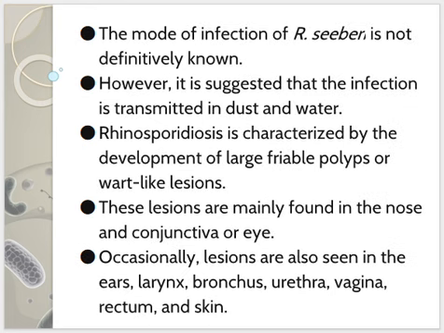The exact way Rhinosporidium seeberi infects people isn't fully known, but dust and water are suspected sources. The disease causes large friable polyps mainly in the nose and eyes, but lesions can also appear in other body parts like ears and skin. These lesions can be troublesome due to their size and location, highlighting the importance of early detection.